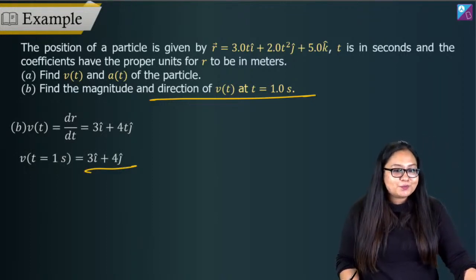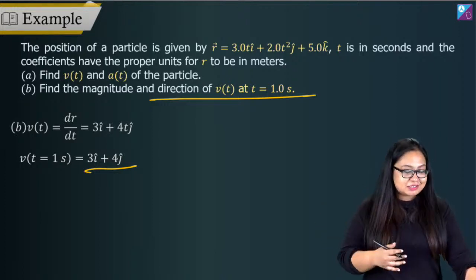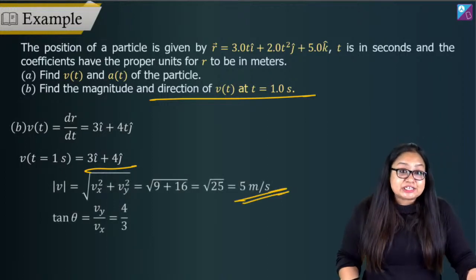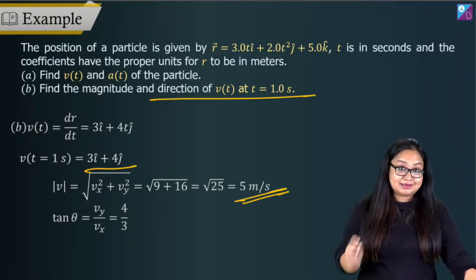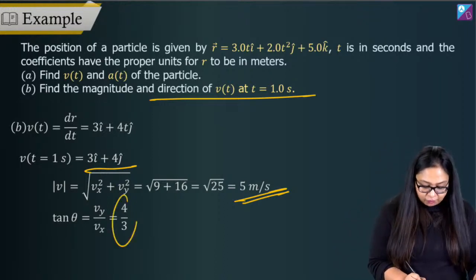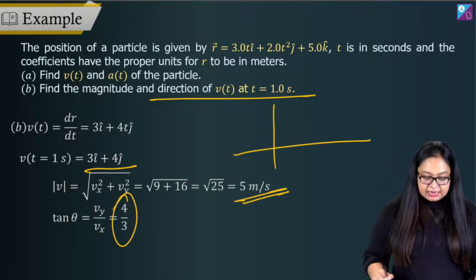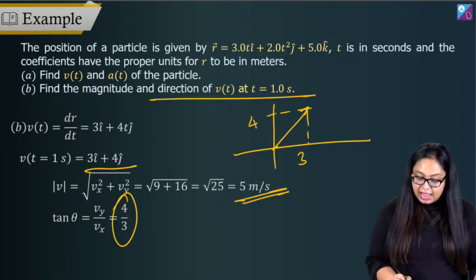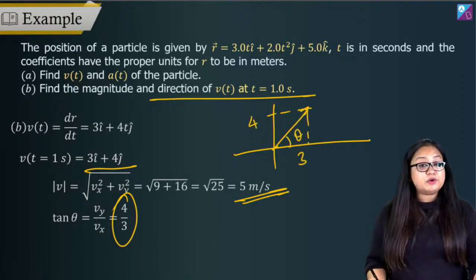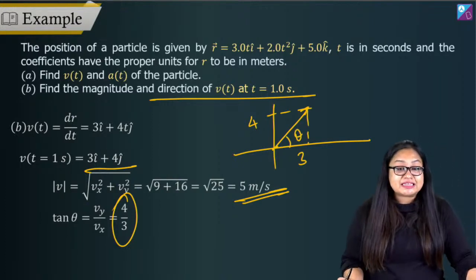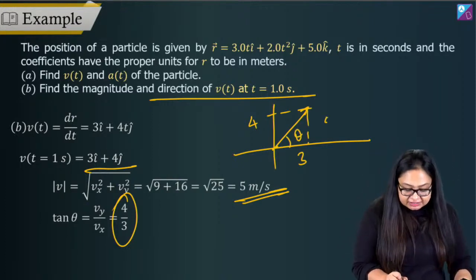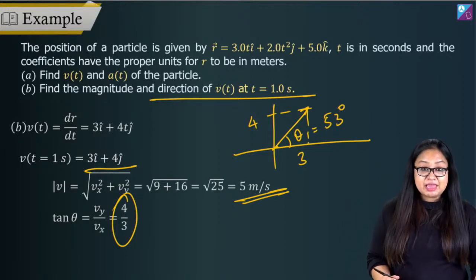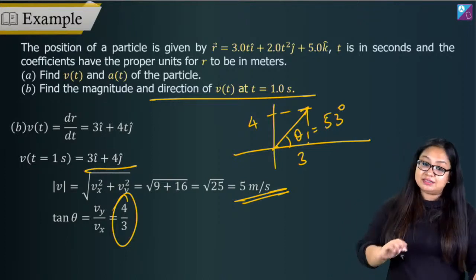What is the magnitude now? 3, 4, 5, right? So magnitude will be root over 3 square plus 4 square, which is equal to 5 meter per second. And direction can be calculated using tan theta. So tan theta is equal to 4 by 3. See here, if I have a vector that is 3 i cap plus 4 j cap, it looks like this, right? This is 3, this is 4, and this angle is theta. Tan theta is equal to 4 by 3, which gives theta as tan inverse 4 by 3, which is 53 degrees. So velocity makes 53 degrees, or tan inverse 4 by 3, with the x-axis.